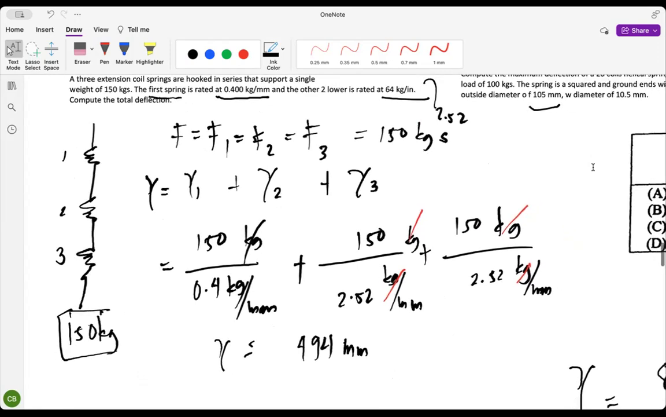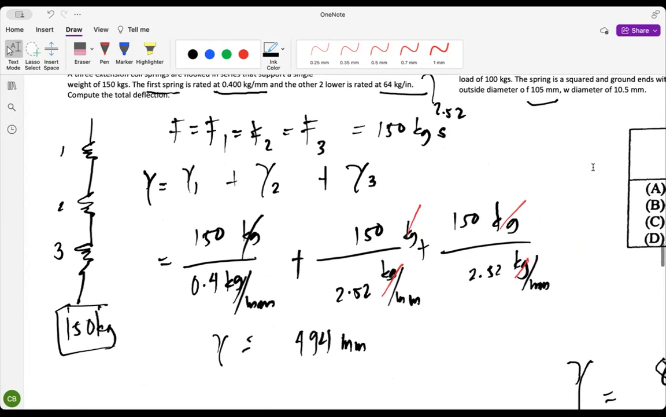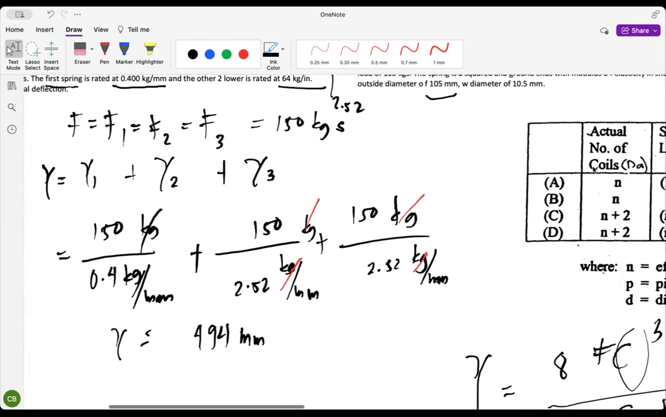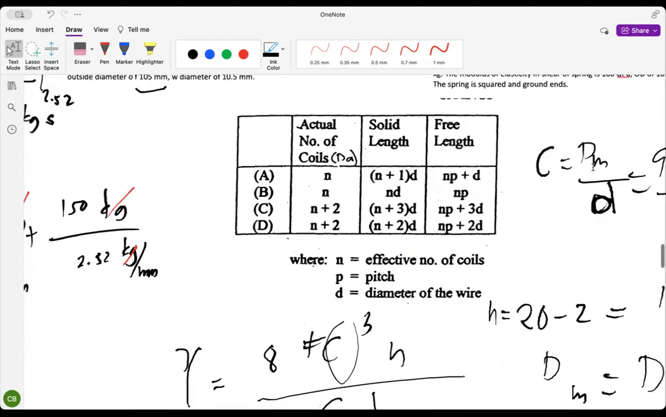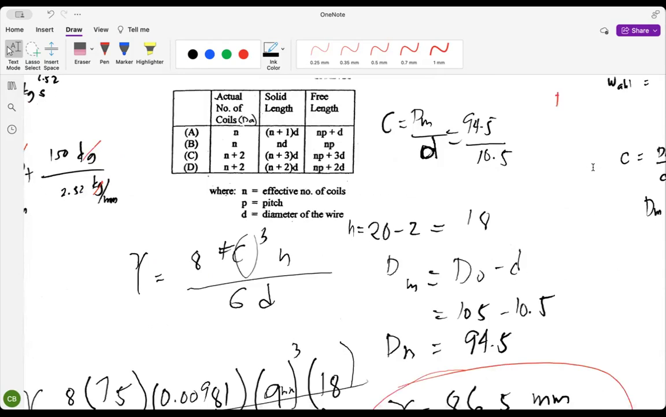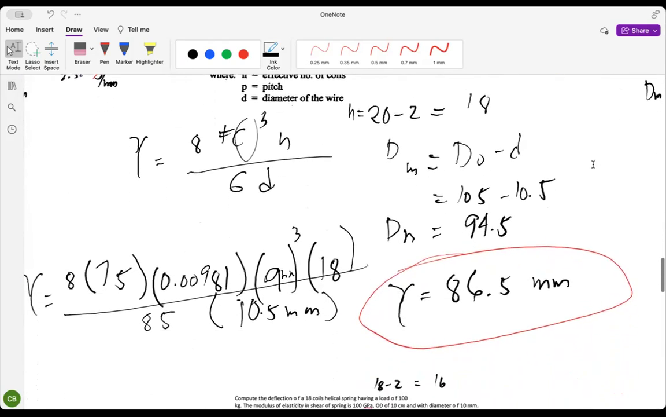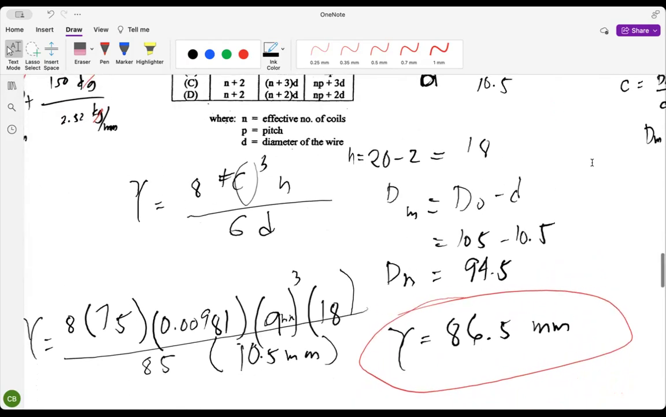Okay, so we already discussed this one, so you can just check this out. The next problem was to compute the maximum deflection of a 20 coil helical spring having a load of 100 kilograms. The spring is square and ground end, with a modulus of elasticity in shear of 85 gigapascal, outside diameter of 105 millimeter, and wire diameter of 10.5. We already discussed this one, so you can take a look at how we've done it.